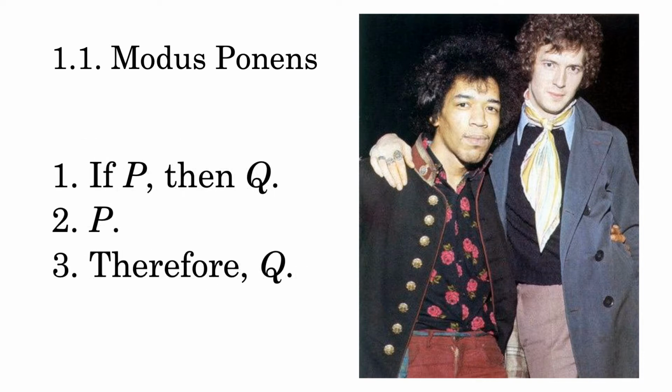Here's the more general pattern for modus ponens. If P, then Q. P, therefore Q. In our example, P would be Clapton is a great guitarist, and Q would be that Hendrix is the greatest guitarist.